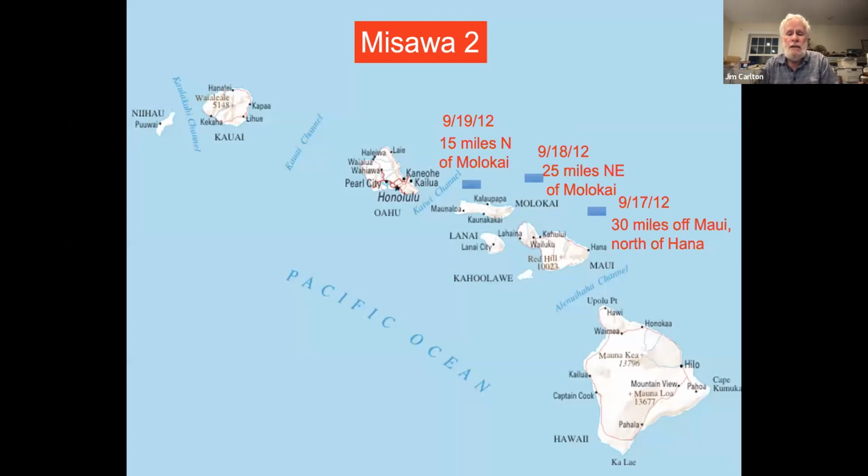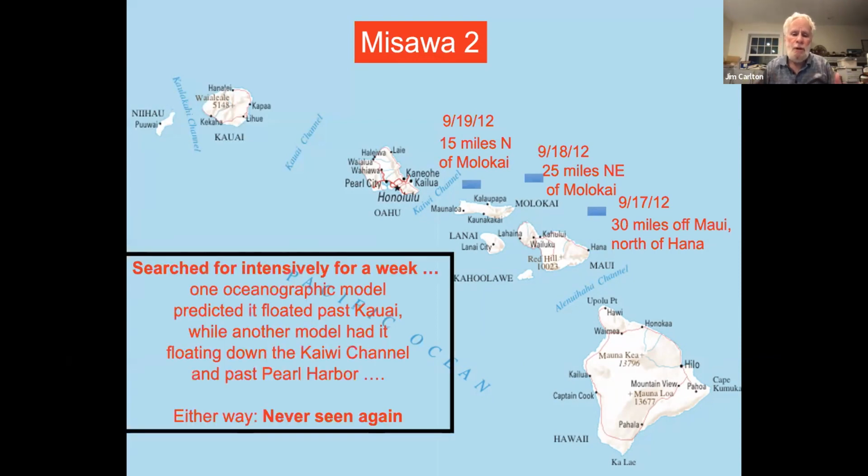It was then tracked as it went past Maui and then over to Molokai. Models showed that it either crossed over Oahu or drifted right in front of Pearl Harbor. A lot of effort was made to search for it, boats and planes. Either way, it was never seen again, and off it went.